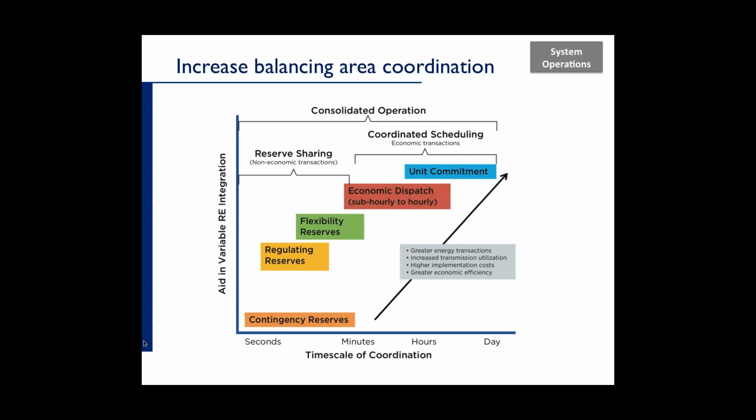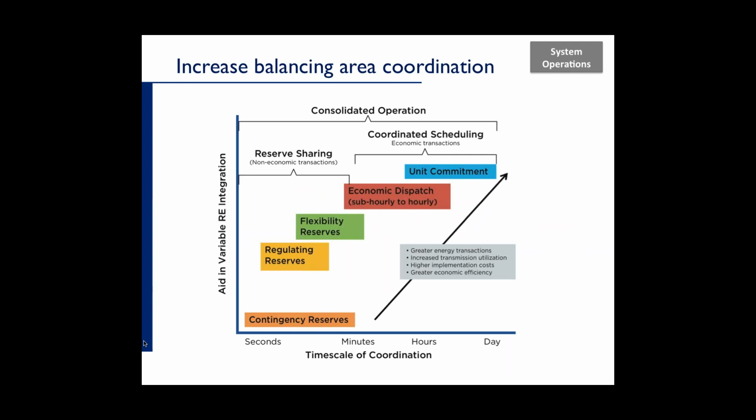So there are a number of things that we can do to increase coordination between balancing areas, and this is a conceptual diagram that shows several different steps that could be taken. If we start in the bottom left, the y-axis is showing how much this will help with integration of renewables, and the x-axis is showing the time scale of the coordination.